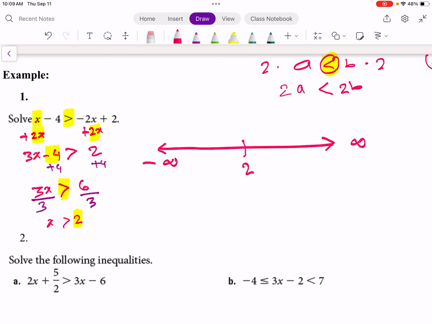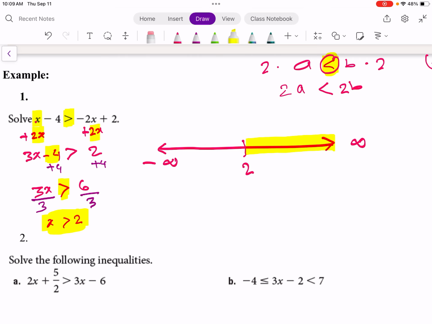Now, these two divide the number line into two parts. So our solution is every number greater than 2. Now, where do we find a number greater than 2 on this number line? Is it on the right of 2 or left of 2? Right of 2, right? So every number on the right of 2 is a solution for this inequality.